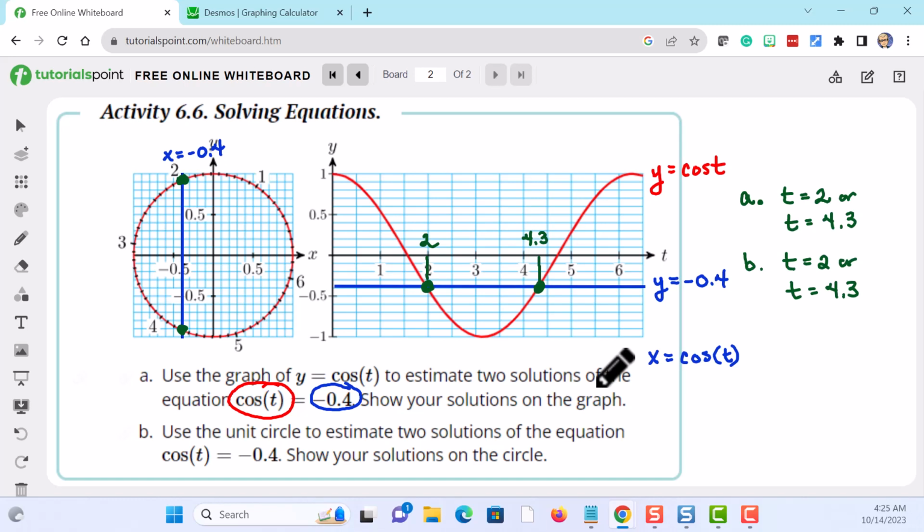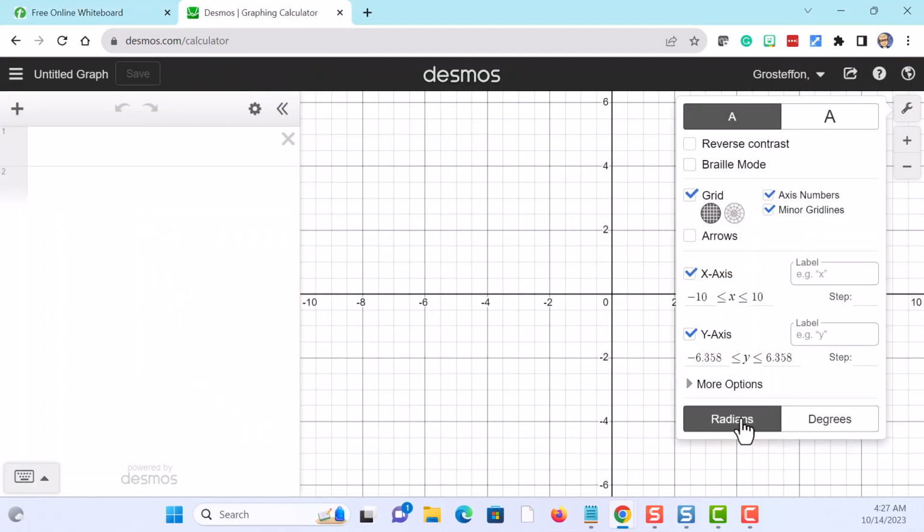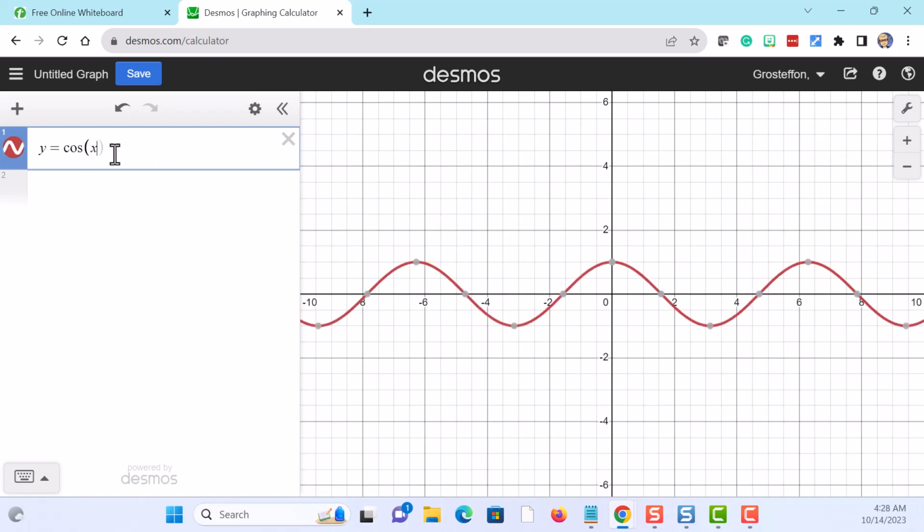Now these are just rough estimates, so I do want to show you a way to get more precise values. One way is to use a graphing calculator like Desmos. The first thing we'll do is check to make sure that our calculator is in radian mode. Then we can enter the left-hand side of the equation, which was y is equal to cosine of. Now, our equation had cosine of t, but with Desmos we need to enter cosine of x. And then our other equation is y is equal to negative 0.4.